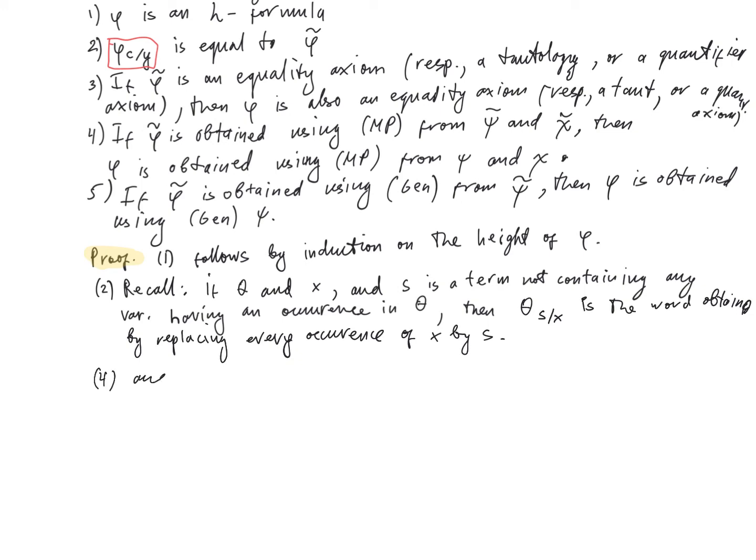4 and 5 are immediate. Because in each of the formulas we perform the analogous substitution, replacing the constant symbol by the variable. Hence, if the modus ponens rule applied to obtain phi tilde from psi tilde and chi tilde, after this substitution, we see in the same way that phi is obtained from psi and chi, and similarly for the generalization rule in 5.